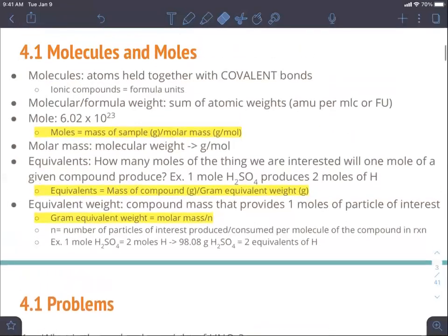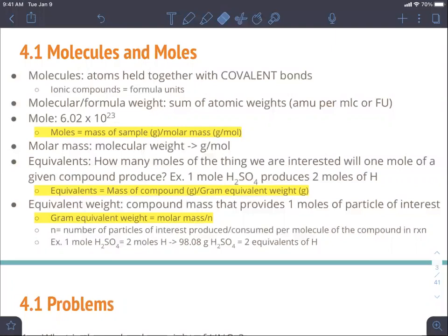And equivalents are also pretty important. They're not as commonly known, but they're basically how many moles of the thing we are interested in 1 mole of a given compound will produce. An example is sulfuric acid. In sulfuric acid, 1 mole of sulfuric acid has 2 moles of hydrogen. Usually when we talk about equivalents, we are talking about hydrogen or protons. To find the amount of equivalents, you just divide the mass of the compound by the gram equivalent weight, which we will talk about here.